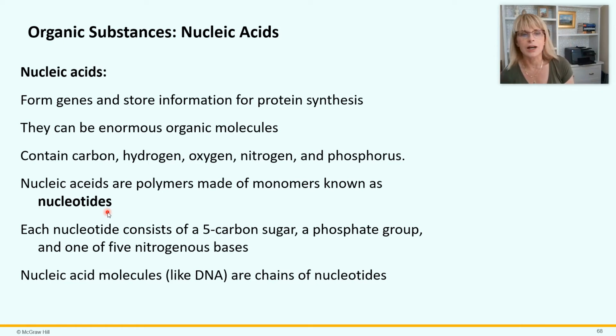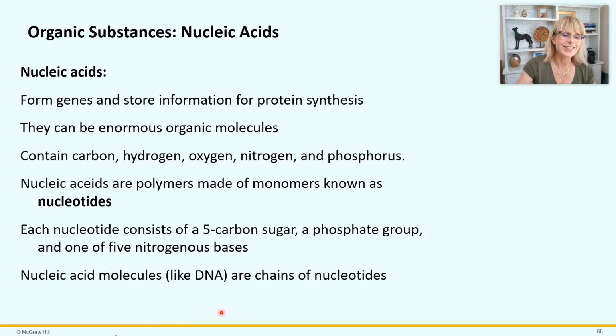Now, each nucleotide has got a lot of things that it shares with other nucleotides. Every nucleotide has got a 5-carbon sugar. We remember glucose was a 6-carbon sugar, right? Nucleotides have a 5-carbon sugar. We'll talk about those. They've got a phosphate group. Oh, that's kind of like phospholipids, right? And then attached to it is something called a nitrogenous base.